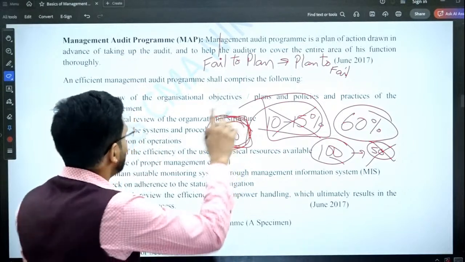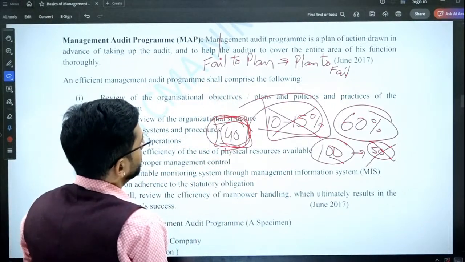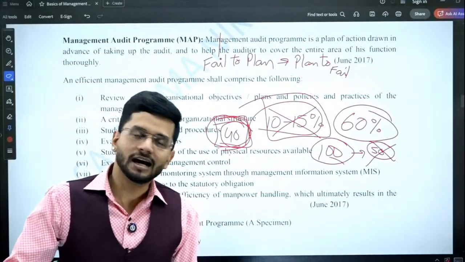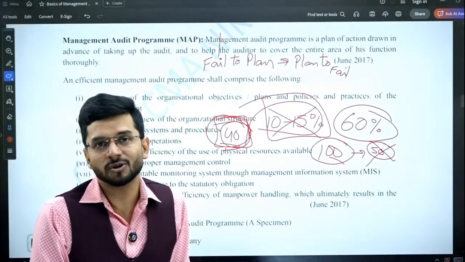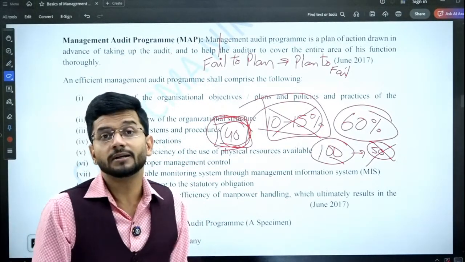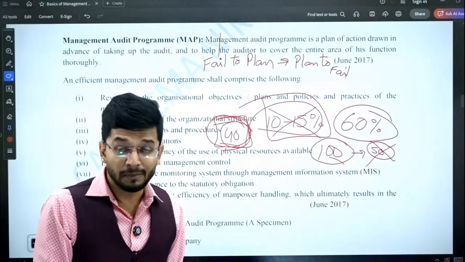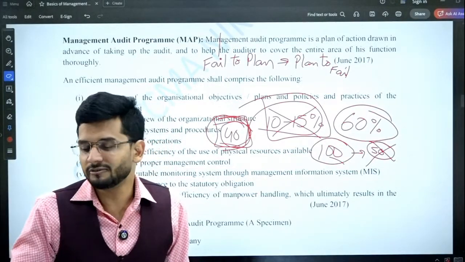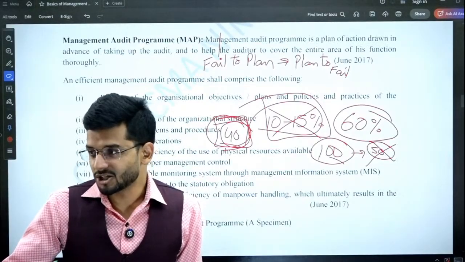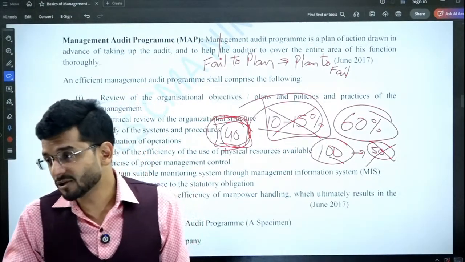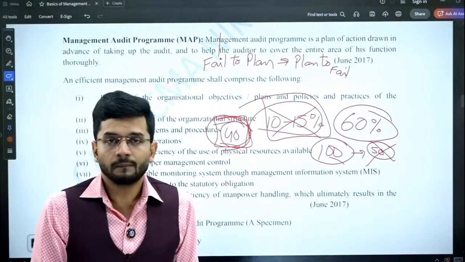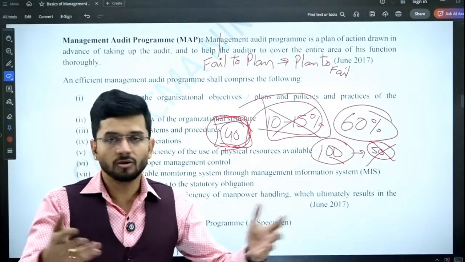But yes, coming back to our topic, we are talking about management audit program. Again, planning is required to be done in management audit, and this plan is known as management audit program. Because the way, if you fail to plan in your examination, you plan to fail, similarly in management audit also, if you fail in your planning, then you plan to fail.